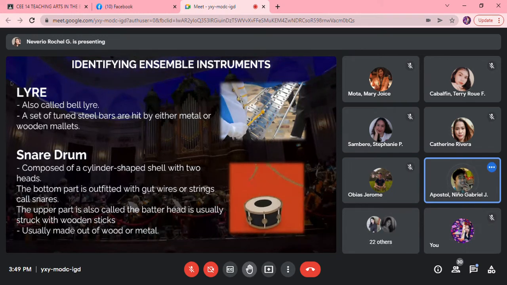Ayun lang. I hope familiar naman kayo dyan. Siguro nung sa mga elementary, di ba? Mas common yung drum and lyre, and mas nagiging malaking community sila pagdating ng high school. Ganyan. And next po.